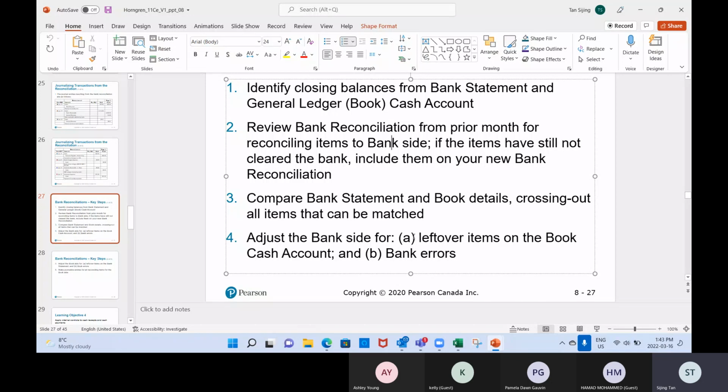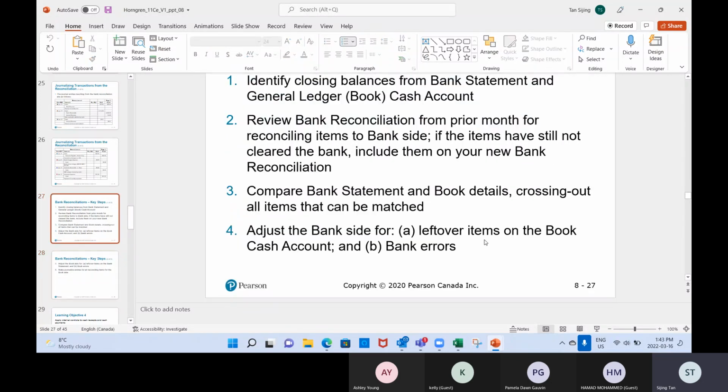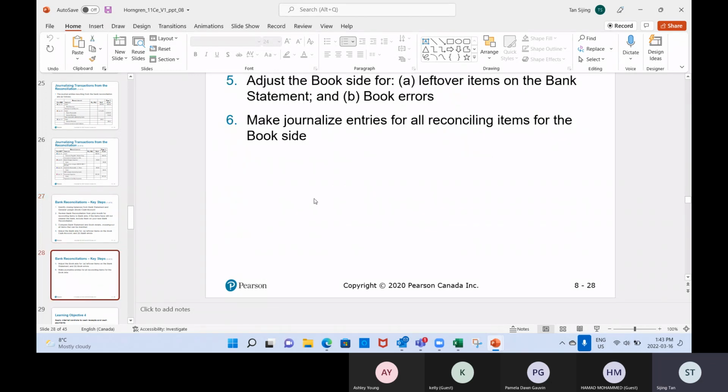Now you need to adjust the bank side, left items on the book, cash account, or bank errors. So finish the bank side first, then you move on to the book side, and then after all, they will ask you to make journal entries for all the reconciling items. I'm not asking you to do that, so make sure that you understand how to do a bank reconciliation. That should be enough. Okay.